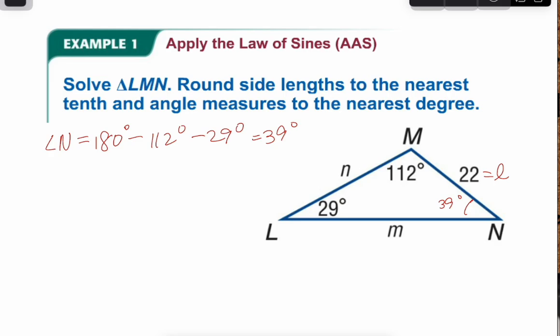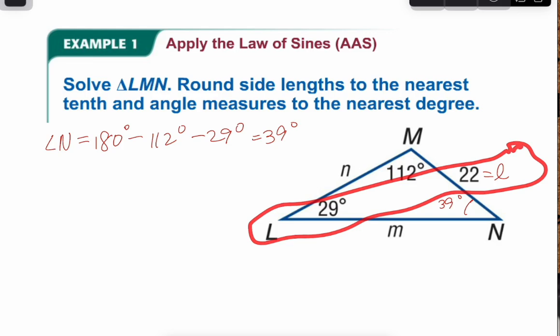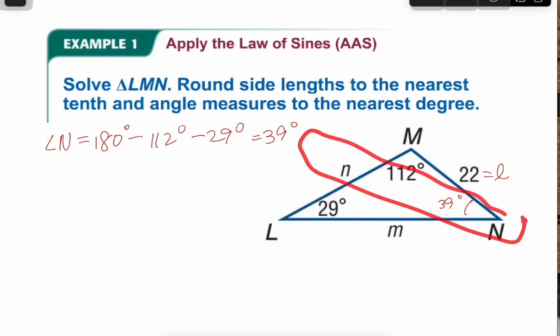So let's think about what we know. We know that L is the smallest angle, so l will be the smallest side. N is the next biggest, and M will be the largest side because it is the largest angle. Okay, so keep that in mind.